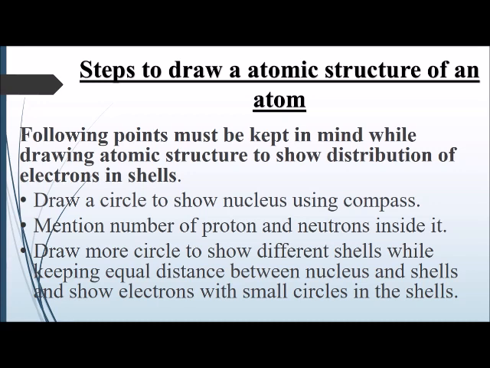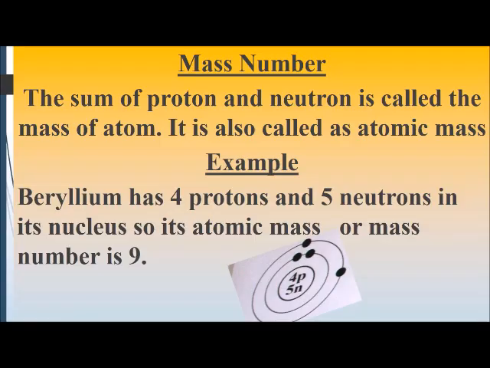After drawing the shells, you can draw small circles in the shells to show electrons. This is how you can draw atomic structure. I hope up till now everything is clear to everyone. As you have seen atomic structures of different atoms, now I'll tell you about mass number.